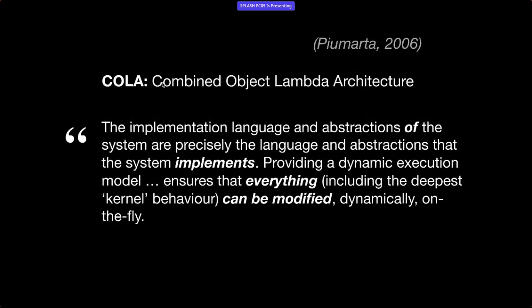I picked up the idea of self-sustainability from this paper, which describes a new way to design programming environments called a cola. And a cola is somehow implemented in itself. This means that everything, including the deep internals of the system, is up for grabs for you to change as a user of it. The paper puts it this way: the implementation language and abstractions of the system are precisely the language and abstractions that the system implements. And this ensures that everything can be modified, even the deepest behavior, on the fly.